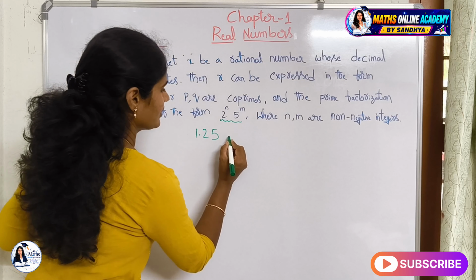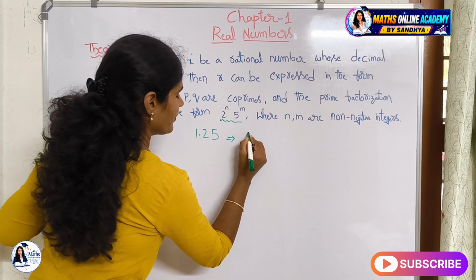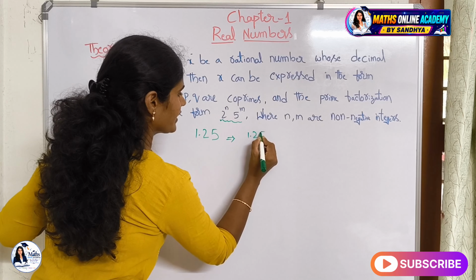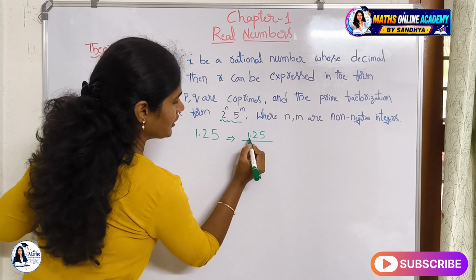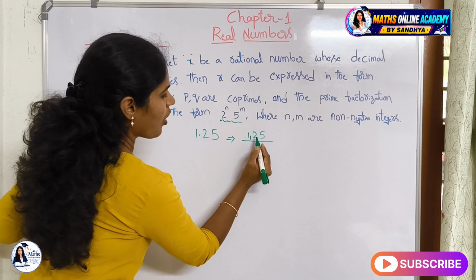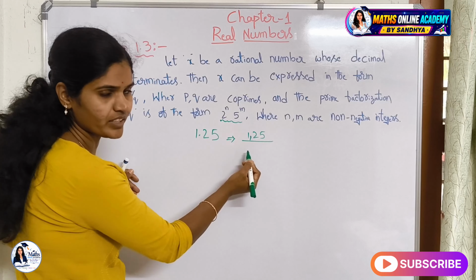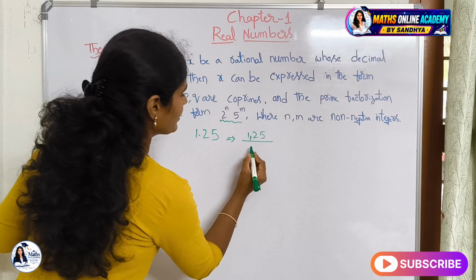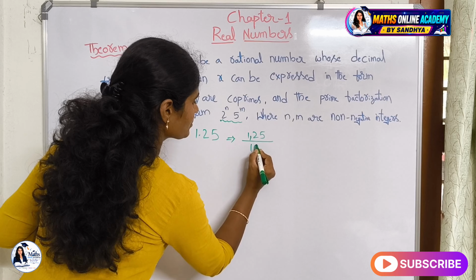So write 1.25. In rational numbers, if you remove this point, how many numbers are there after the point? 2. So directly you use 2 zeros.